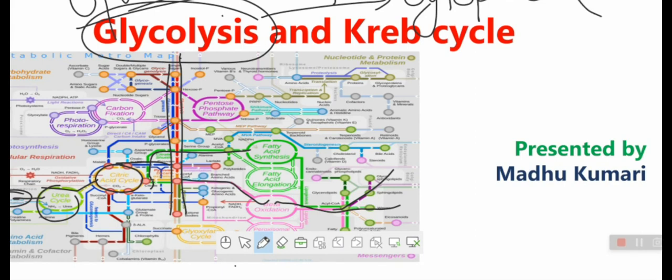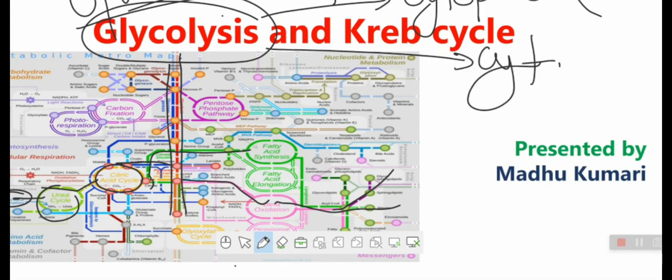So glycolysis is a cytoplasmic pathway because it occurs in the cytoplasm. That's why it is called a cytoplasmic pathway. Glycolysis is the cytoplasmic pathway which breaks down glucose into a 3 carbon compound and generates energy.